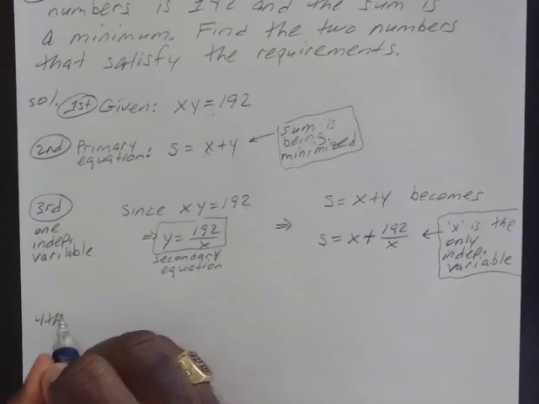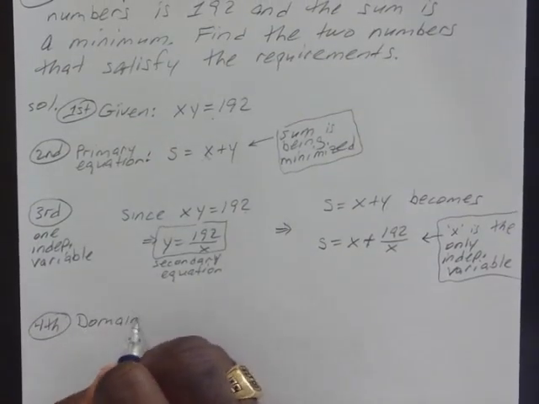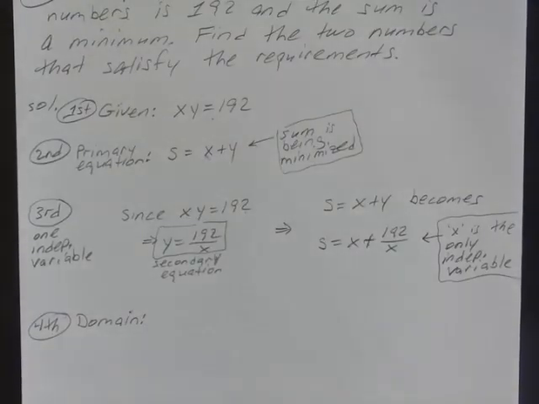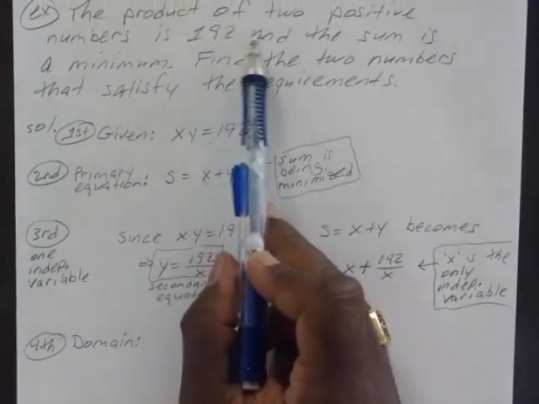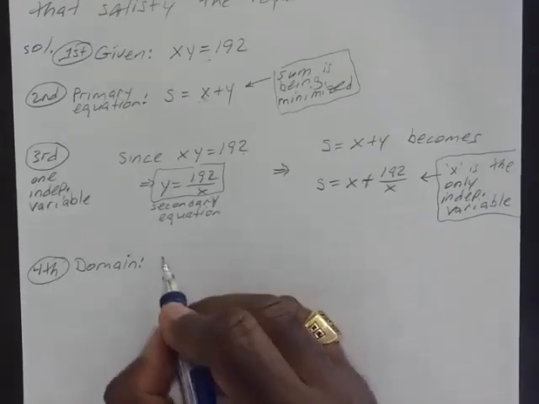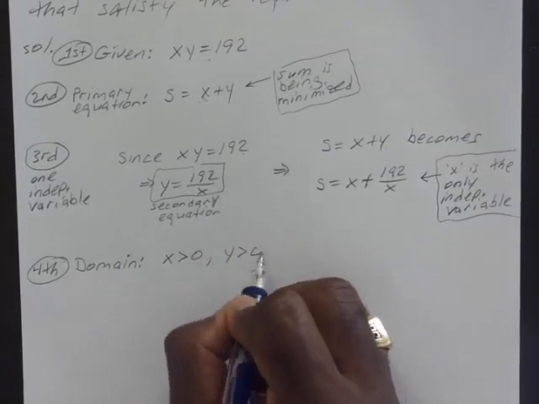Okay, which brings us to our fourth step, just identifying the domain. Well, they did tell us that it's the product of two positive numbers. So really the only domain is that x is greater than 0 and y is greater than 0.